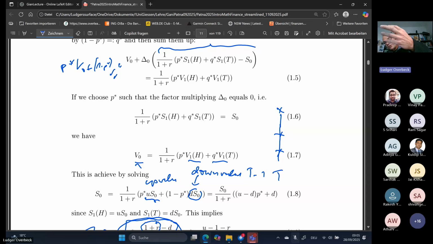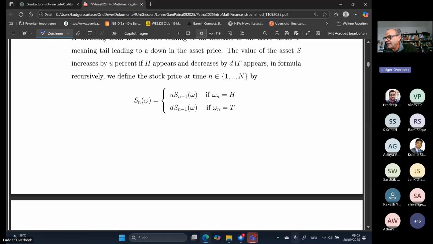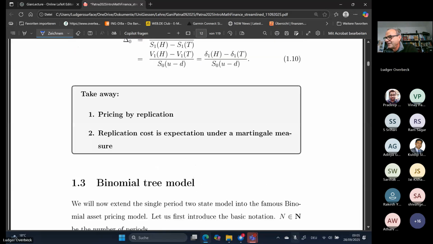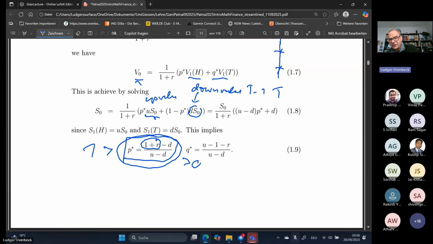If we can introduce a martingale measure P star, we can solve the hedge problem, and we can get the value of the hedge portfolio directly. And that's another interesting thing here. Again, we wanted to solve this equation.